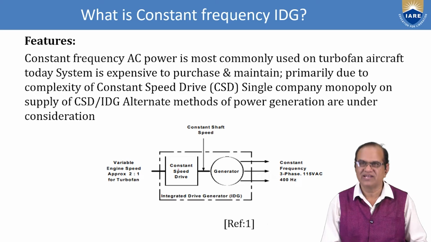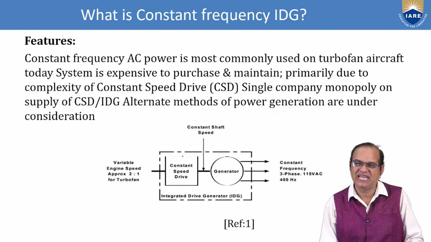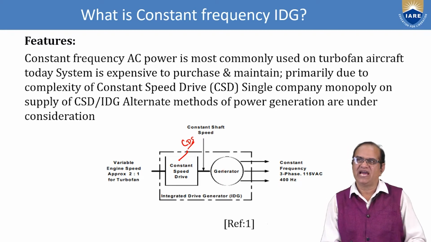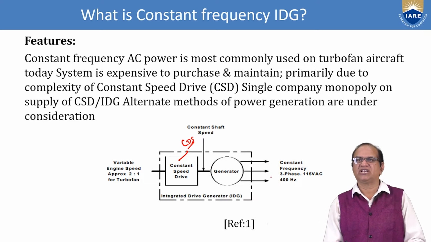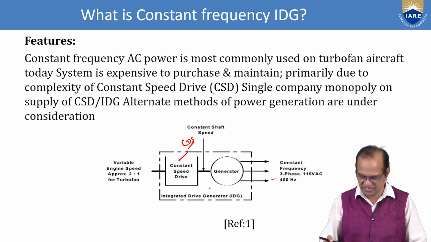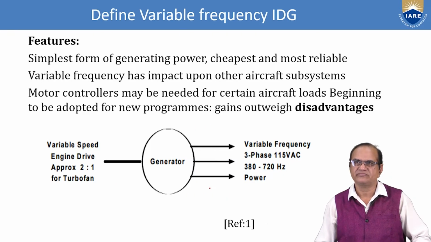So here we have one CSD. This CSD is very complex equipment. It gives a constant drive supply to the generator. As the speed is constant, you will get a constant frequency and constant voltage very easily, and this is called the integrated drive generator of an aircraft.